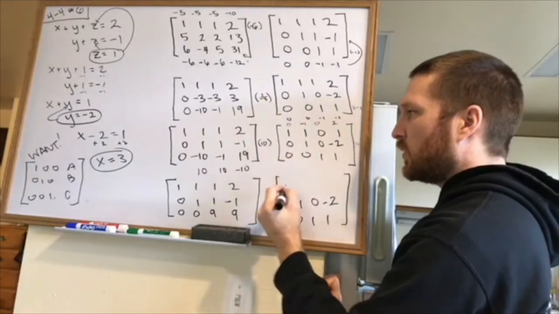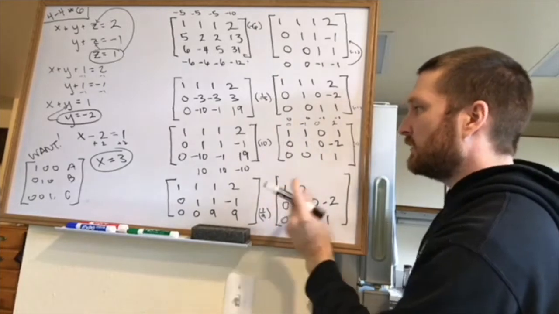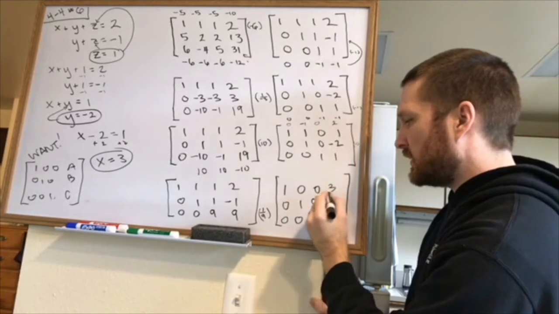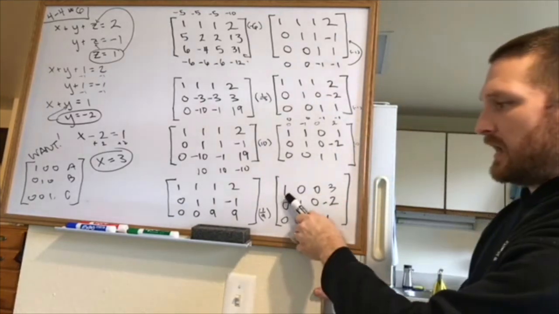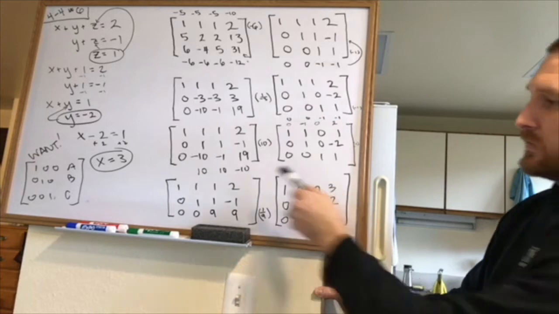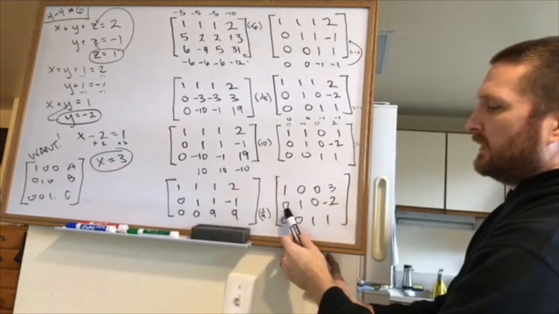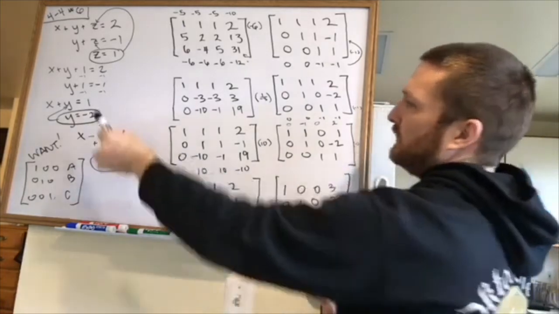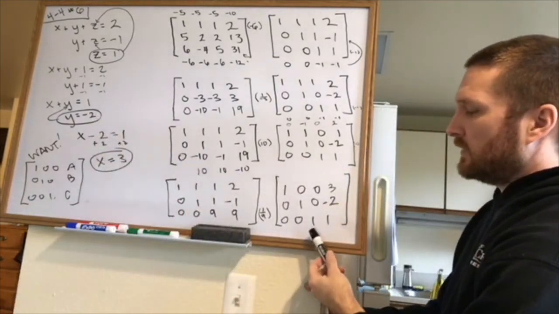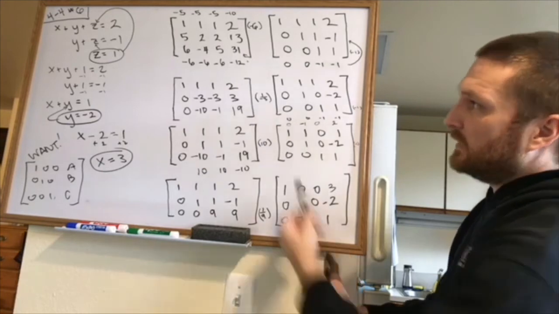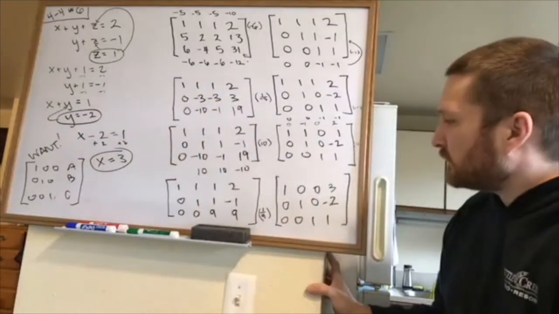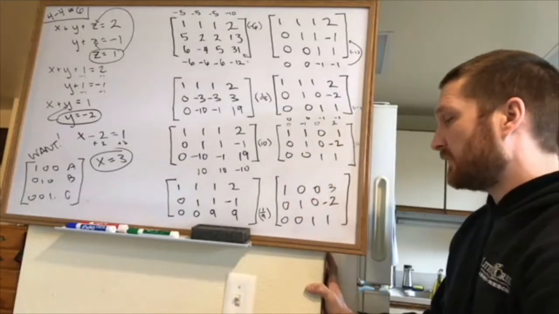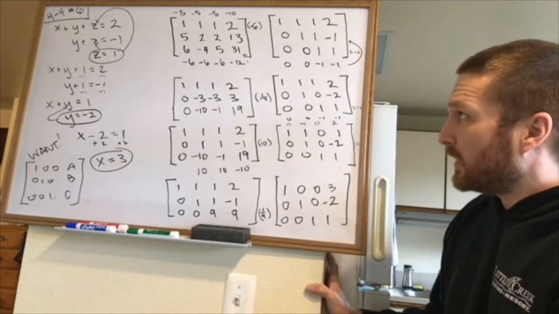0 and 1 is 1. -1 and 1 is 0. 0 and 0 is 0. 2 and 1 is 3. And look at that. X plus 0 equals 3. That's what we got. 0, y, 0. So y equals -2. That's what that is. 0, 0, z equals 1. And yes, z equals 1. So then we can finally write down x equals 3, y equals -2, z equals 1.